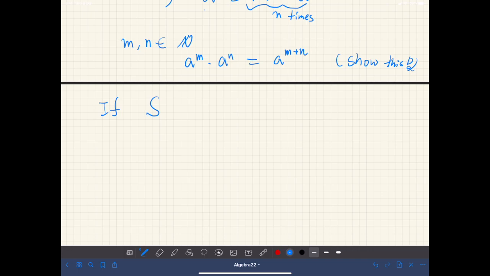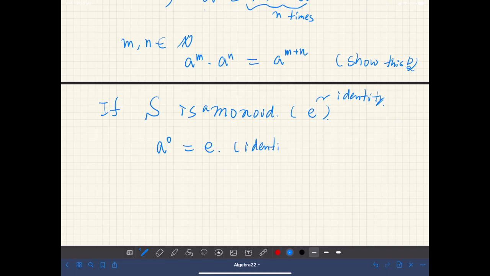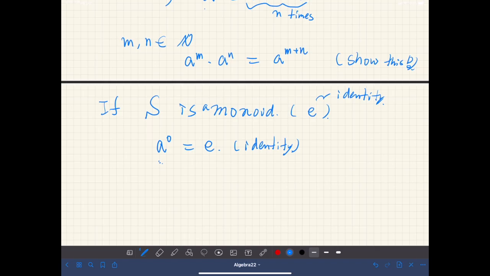And if S is a monoid with identity element E, then we can define A to the power of 0 as E. So for any element A, if we take the power of 0, then it's defined to be E. Now if we accept this convention, then we have this equality for all non-negative integers. So that means including m and n equal to 0, we have this equality.